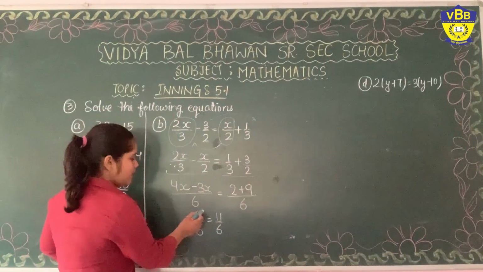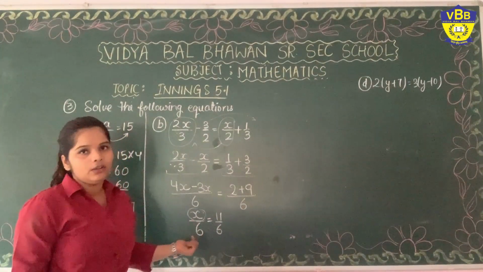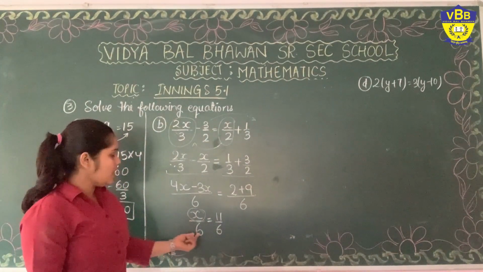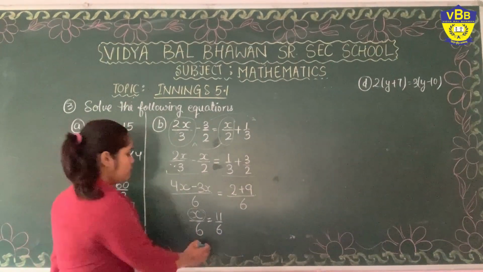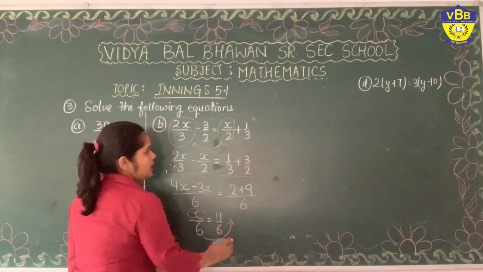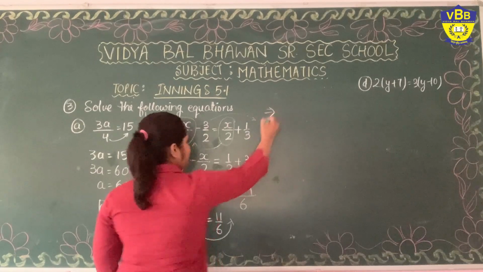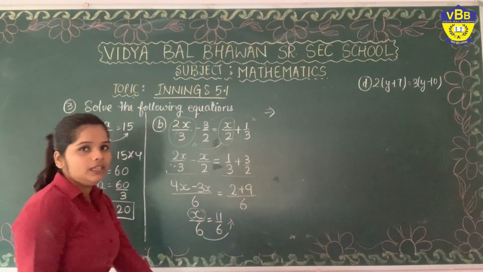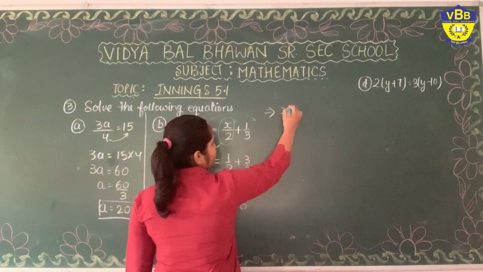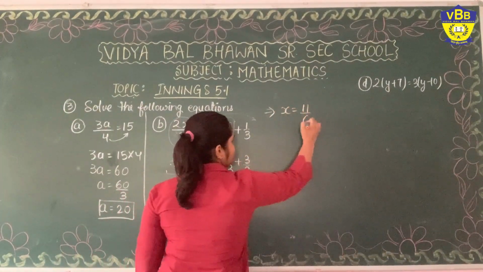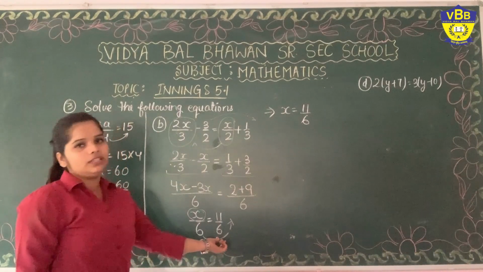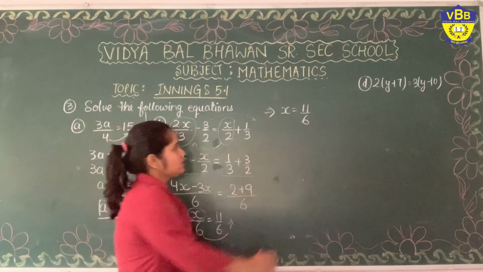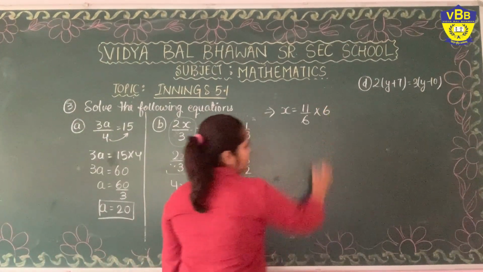You need to find the value of x, and x should be alone on the right side, but it is having 6 in the division. So you will transpose this 6 to the other side, and when this 6 shifts to the other side, it will be in multiplication. So x will equal 11 by 6, which was already here on the right side, but shift this 6 to the other side, now it will be multiplication.